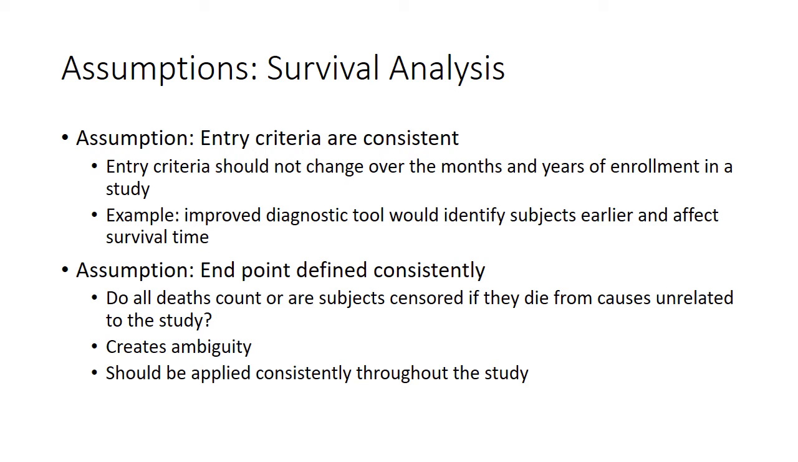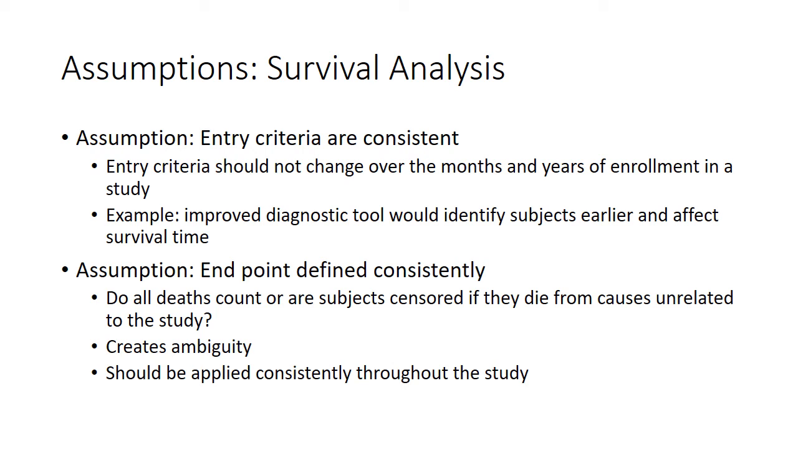You also want the endpoint to be pretty consistently measured here. So again, do you want all deaths to count? Do you want this to be an all-cause mortality, or do you want subjects to be censored if they died of an unrelated cause? So if I was checking prostate cancer survival rates and someone died from a car wreck, do I include that or not?